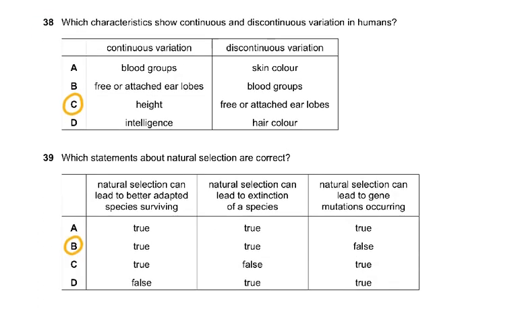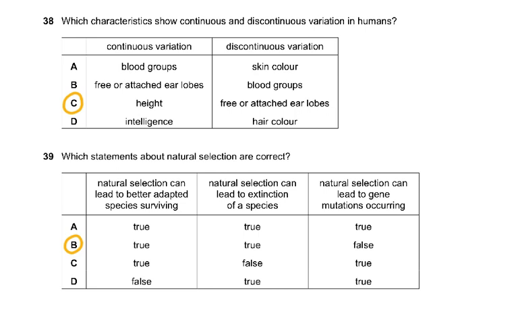Then coming to question number 38. Which characteristics show continuous and discontinuous variation in humans? Continuous variation is height, and attached or free earlobe is discontinuous variation. You see, blood groups is discontinuous, but then free or attached earlobe is not continuous. So you had to figure this out. I'm sure this was not a very difficult question.